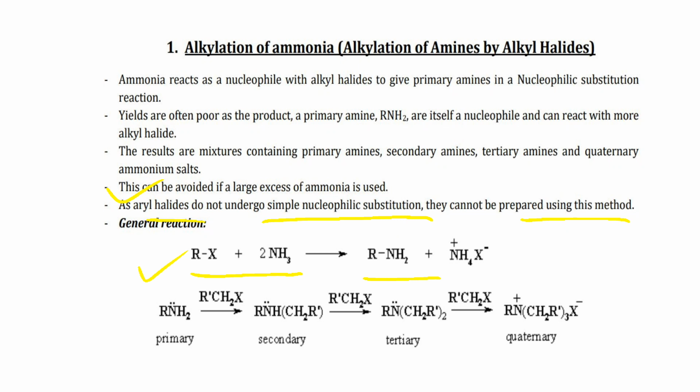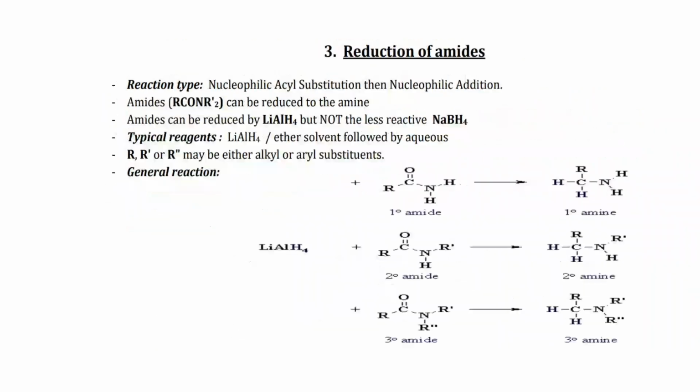The alkyl halide reacts with ammonia to give a primary amine plus NH4+ X-. This primary amine reacts with another alkyl halide RCH2X to give a secondary amine. This secondary amine reacts with another alkyl halide to give a tertiary amine. This tertiary amine reacts with another alkyl halide to give a quaternary salt. The amine itself acts as a nucleophile. This is the alkylation of amine by alkyl halide, a nucleophilic substitution reaction.